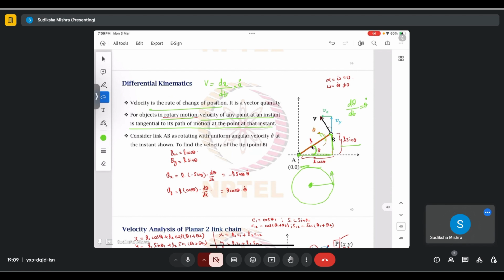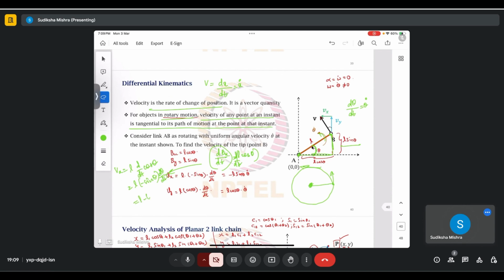So if dB by dt is d by dt of L cos theta. Now this term can be written as Vx. So Vx is equal to L d by dt cos theta, which is L minus sine theta. The differential of cos theta is minus sine theta into d theta by dt.